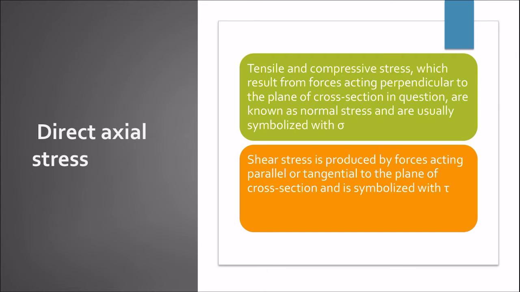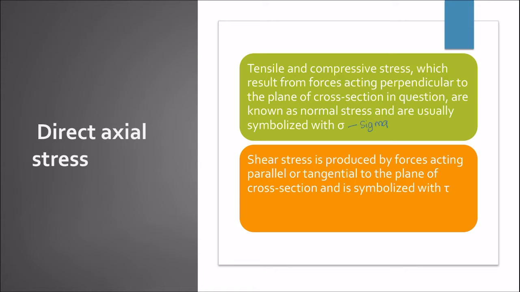What is direct axial stress? Tensile and compressive stress, which result from forces acting perpendicular to the plane of cross-section in question, are known as normal stress and usually symbolized with sigma. This is a Roman symbol. So we use sigma for normal stress.